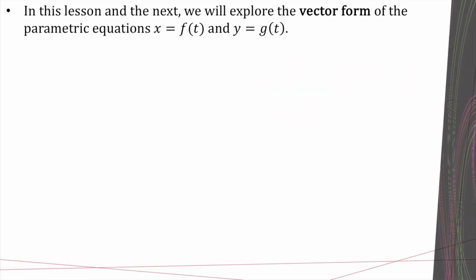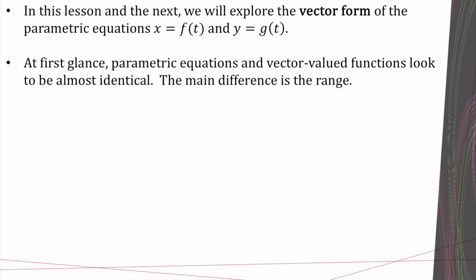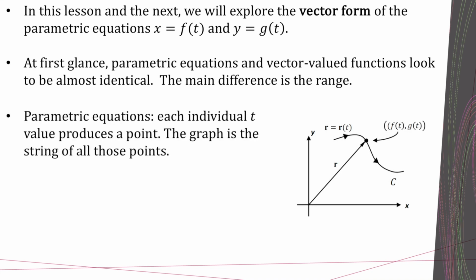In this lesson and in the next, we're going to explore the vector form of parametric equations. At first glance, parametric equations and vector valued functions look to be almost identical. And honestly, we kind of treat them identically. The main difference, though, is the range. Parametric equations, each individual t produces a point, and the graph is the string of all those points.